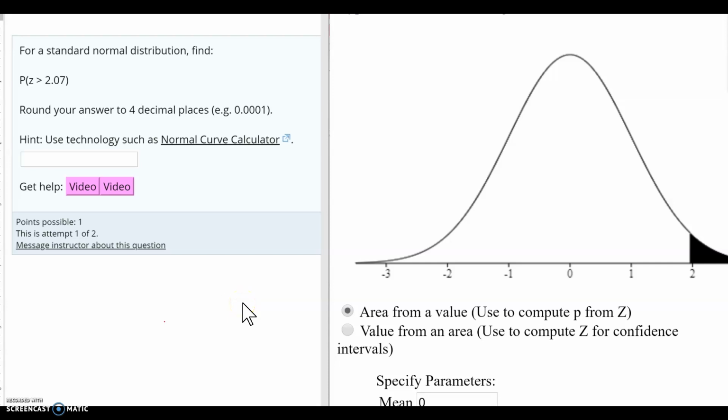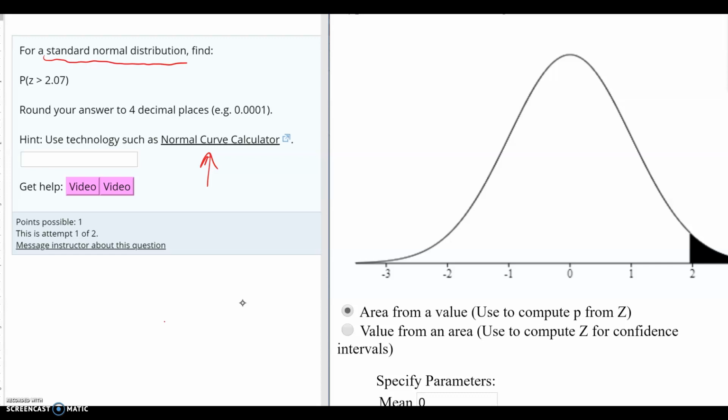So for this question, we are now on to continuous random variables, and we are done with the binomial distribution for now. So you can see that this is a new link. It's called the normal curve calculator, and over here to the right is our normal curve. All right, so for these questions, essentially what I'm trying to find is the probability, or the area under the curve for a standard normal distribution.